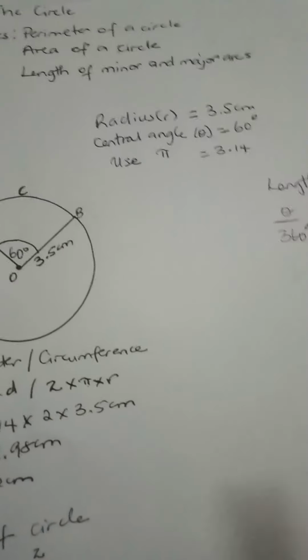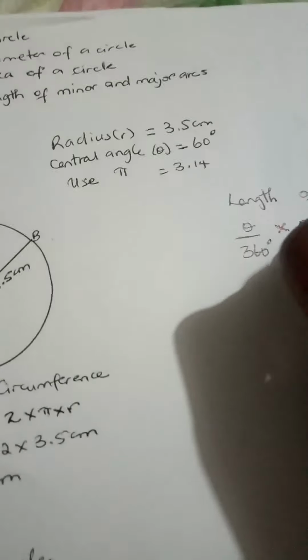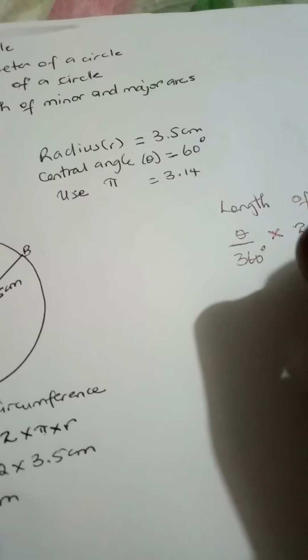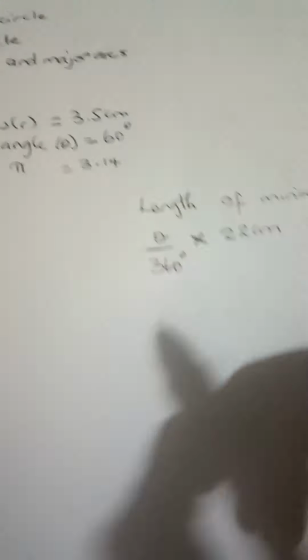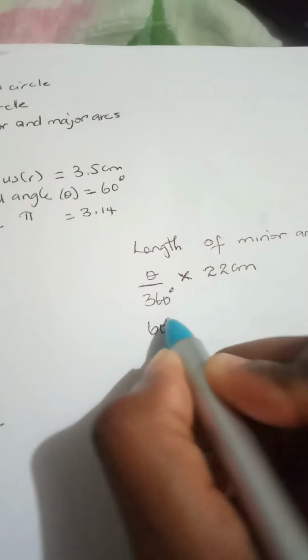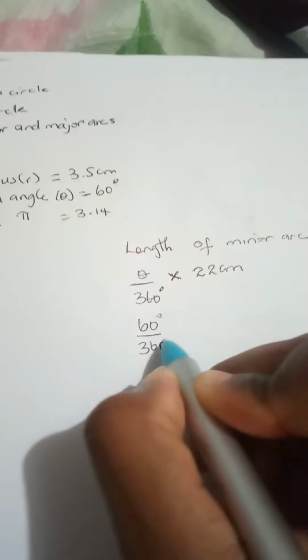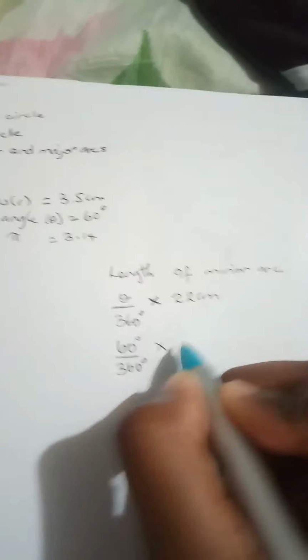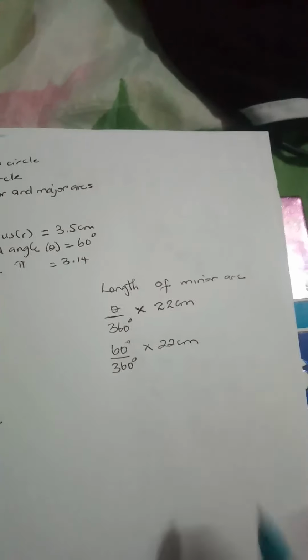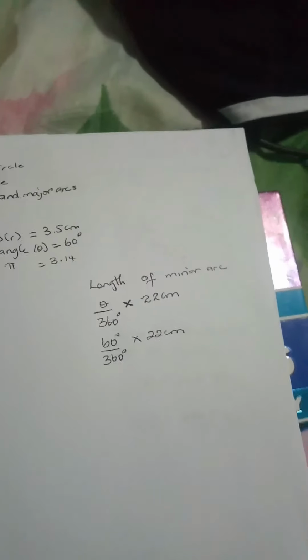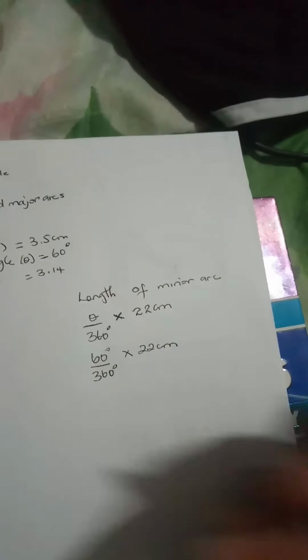So we already found the circumference to be 22 centimeters, so we're going to use that. So we're going to replace theta here with the 60 degrees. So that is 60 degrees divided by 360 degrees multiplied by 22 centimeters. Now we can divide 60 degrees by 360, or, okay, let's just go ahead and do that.